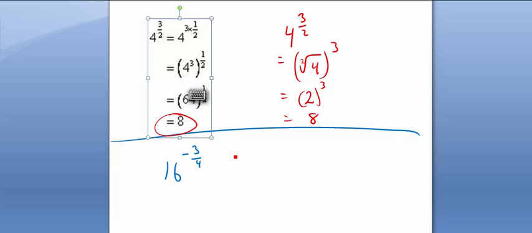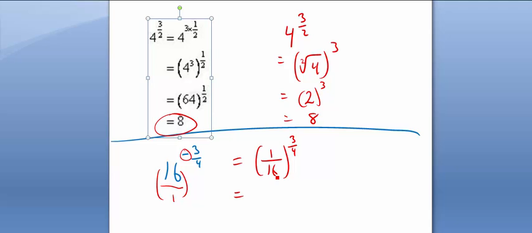Let's try this one. 16 to the negative 3/4. It's also on your content page. The negative means what? It means that this is upside down. And 16, though, isn't a fraction, so I'm going to force it to be a fraction by saying over 1. 16 divided by 1 is still 16. So the fraction says flip it upside down, so I get 1 over 16 to the 3/4 equals. Okay?